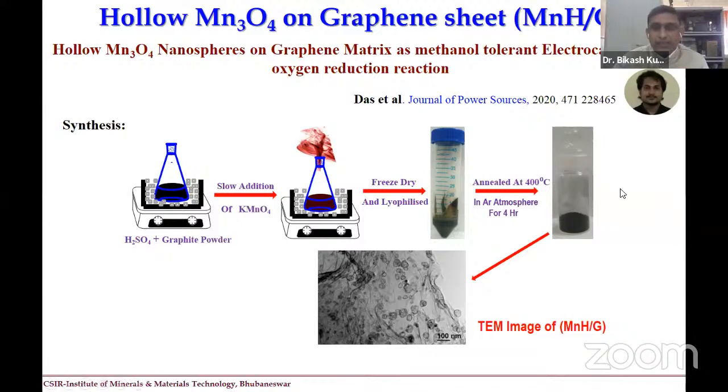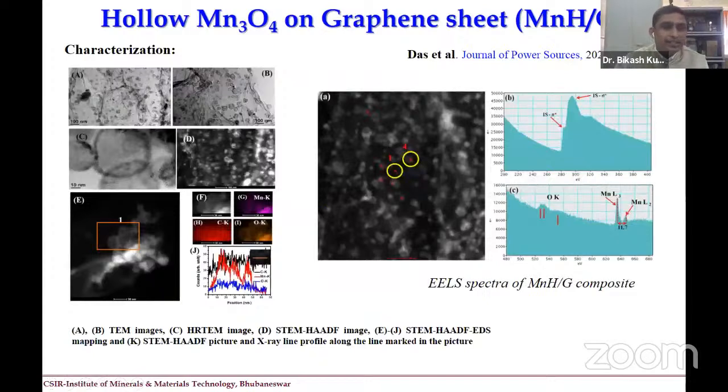After that, we did annealing in an argon atmosphere, and we observed something very interesting: small hollow-like nanostructures developed on the graphene surface. Then we did a lot of characterization to understand what that was. We understood that manganese oxide remains after annealing, as very tiny hollow nanostructures on the graphene surface.